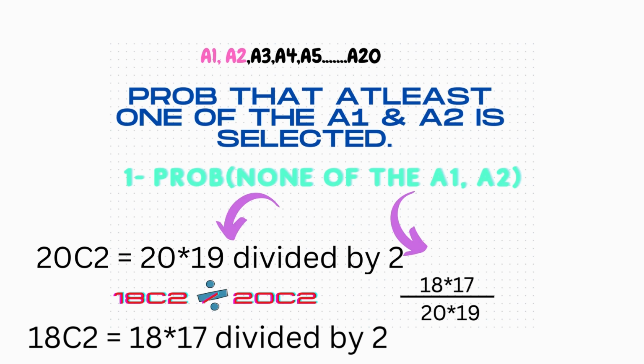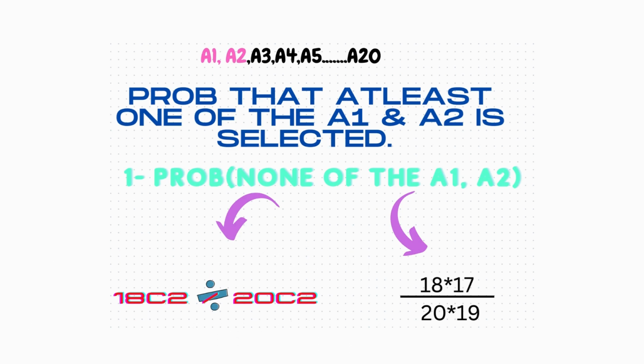So both are the same mathematically. In the 18C2 divided by 20C2 case, it's 18 into 17 divided by 20 into 19, right? So 18C2 can be expressed as 18 into 17 by 2, and 20C2 can be expressed as 20 into 19 by 2. So the 2 gets cancelled, giving 18 into 17 divided by 20 into 19. So both approaches are pointing to the same maths, the same calculation, the same numbers to be multiplied, all right?